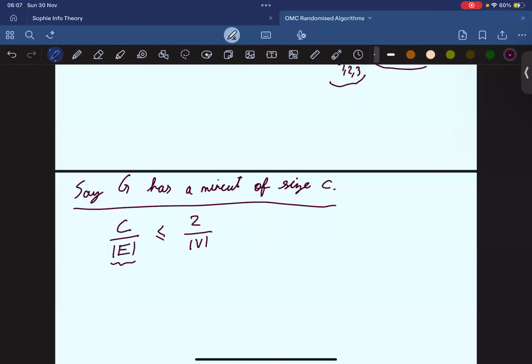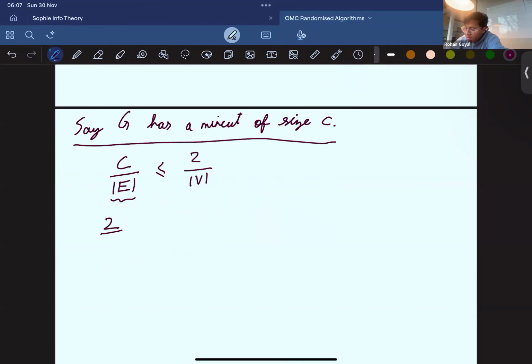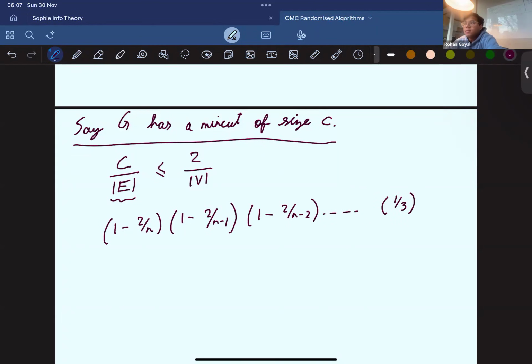So if you avoid min cut edges till the very end, you will end up with it? Is that the logic? Exactly. So you start in the first step. You succeed with probability at least 1 minus 2 by N. Now you have N minus 1 vertices remaining. You succeed in this step as well with probability 1 minus 2 by N minus 1. Then you succeed in the next step with probability at least 1 minus 2 by N minus 2, and all the way up to at least probability 1 over 3. Does that make sense?